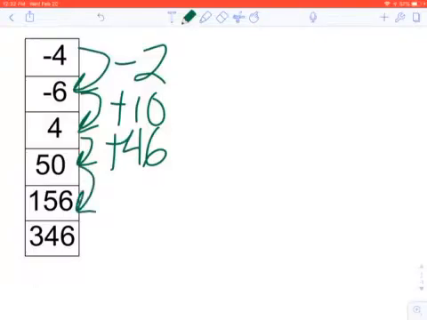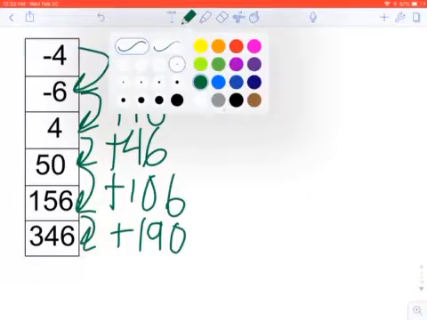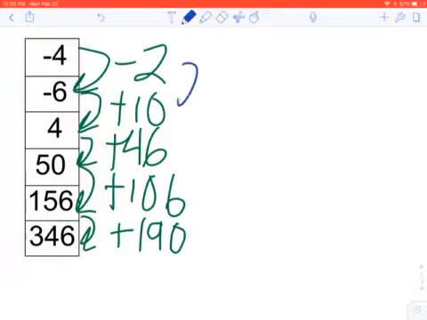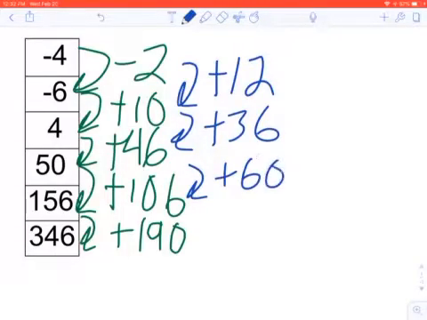But if you keep this pattern going, this increases by 106. And then that is an increase of, I believe, 190. Okay. Seemingly there's no pattern here, but if we go to the next round and just look from -2 to 10, that is an increase of 12. From 10 to 46 is an increase of 36. From 46 to 106 is an increase of 60. And from 106 to 190 is an increase of 84. Again, still not a pattern.